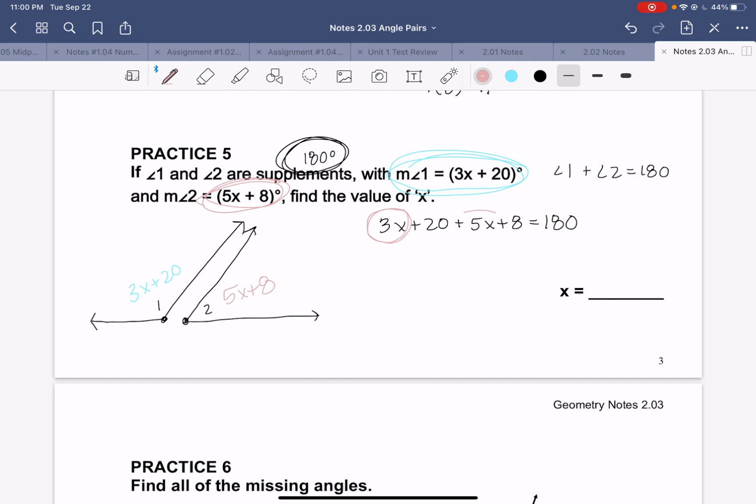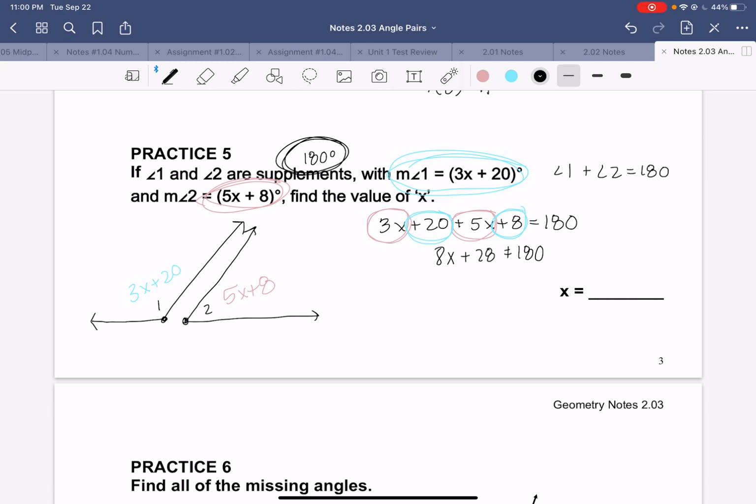All right, we have to combine our like terms first because we have multiple constants and multiple x's. So we have 3 plus 5, which gets us 8x, and then we have 20 plus 8, which is 28. 8x plus 28 equals 180.